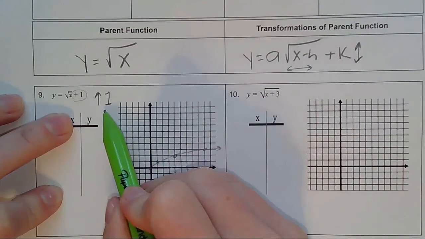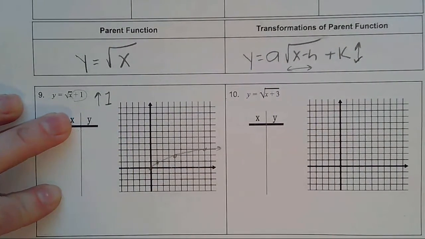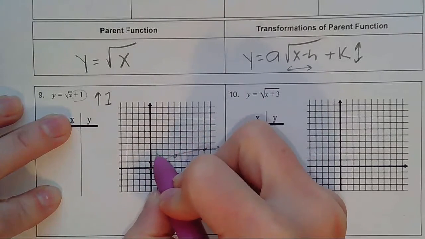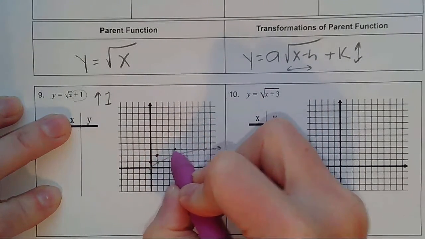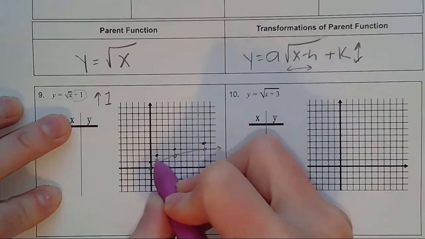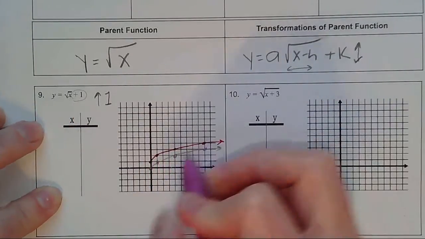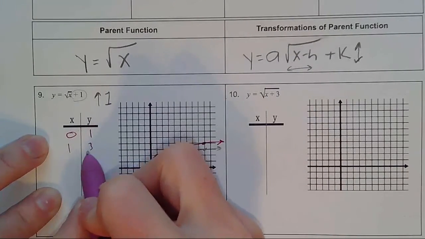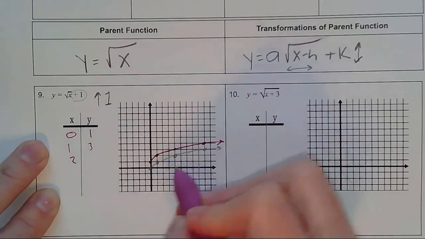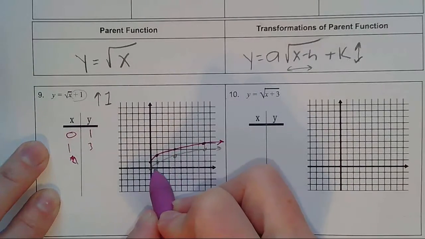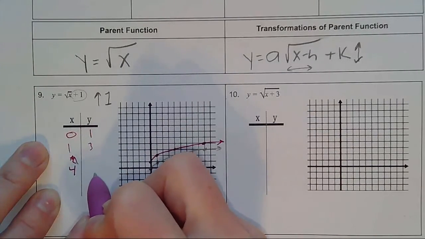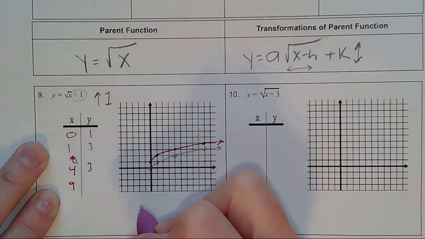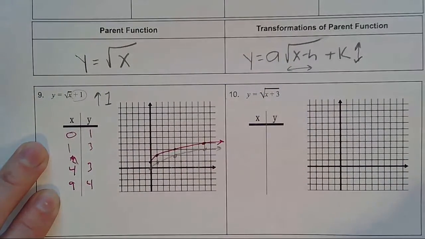But if I'm moving the entire graph up 1, I'm literally just going to take my entire graph and move it up 1. So take this guy, move him up 1, take this guy, move him up 1, take this guy, move him up 1, and this guy, move him up 1. And it is going to go to the right. And then if you want to, you can write those ordered pairs down, 0, 1, 1, 3, 2, oh, we don't do a 2. We do a 4, 3, and then that's all we do. Oh, there's a 9. 9, 4. Okay, sorry, that was a little convoluted, but it's okay.